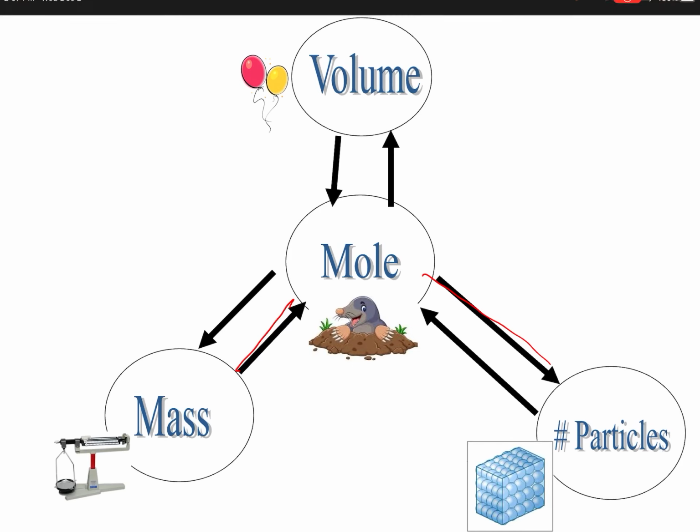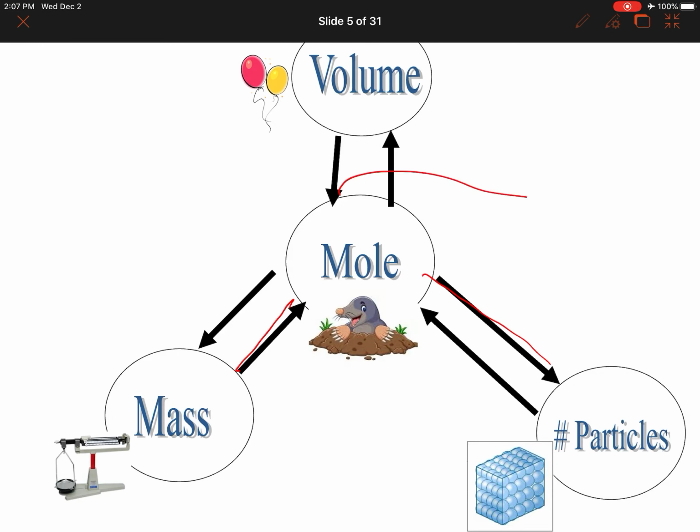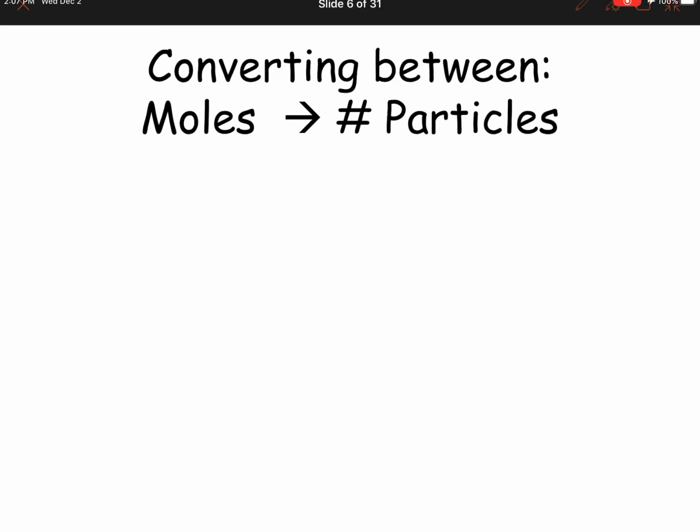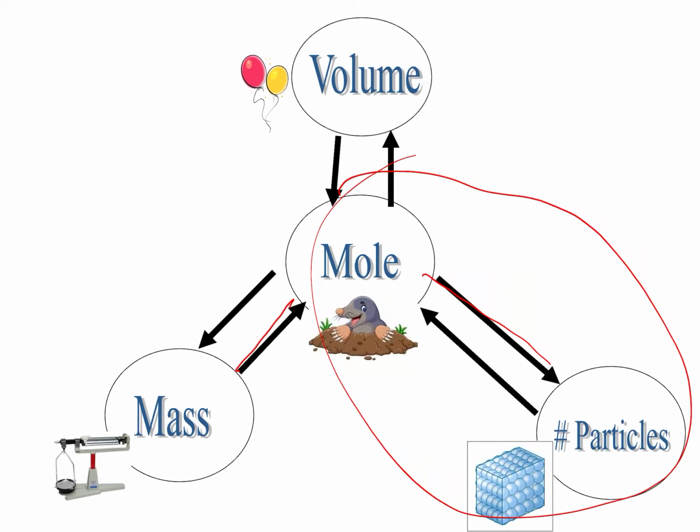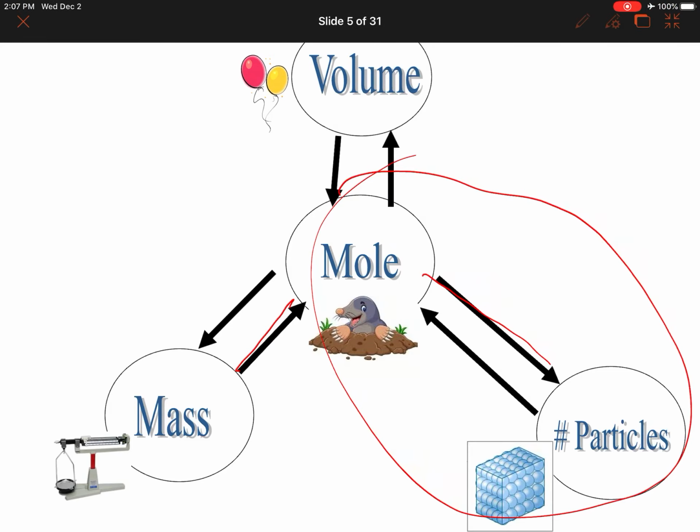The first portion we're going to focus on is moles to particles, that leg of the journey. Every time we go from moles to something else, we multiply. And every time we come back, we divide. So later on, we're going to talk about going between moles and volume, and that's going to be multiplying. Moles and mass will be multiplying. Going back is dividing. This is going to be a really useful document to refer back to.